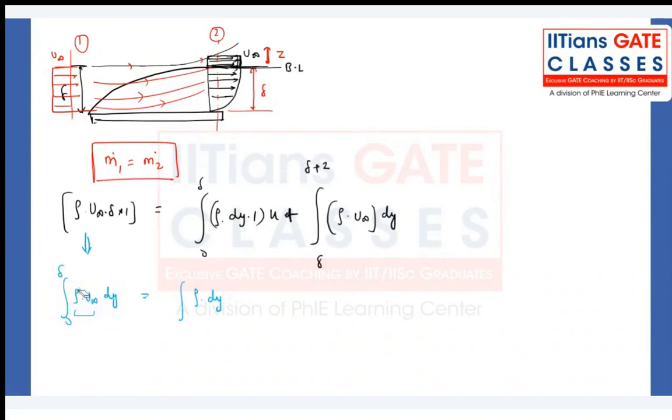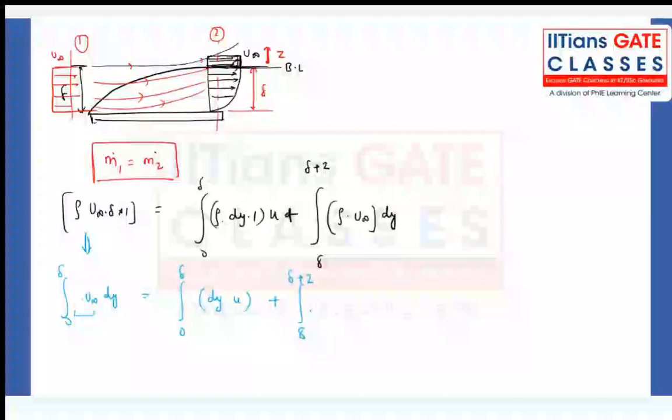Here I can just ignore rho. Rho will cancel out from both sides. So here we can write delta to delta plus z, something like this. So here, what are you getting? Can we write this particular term as u infinity into z?